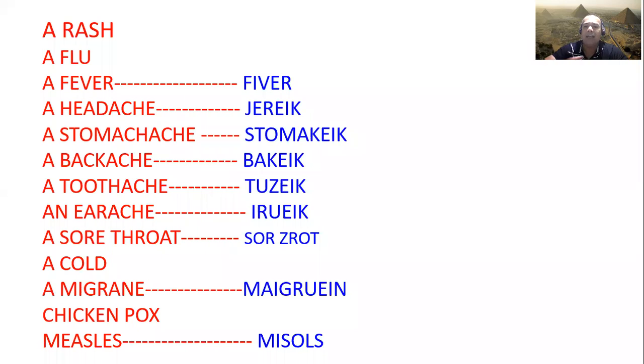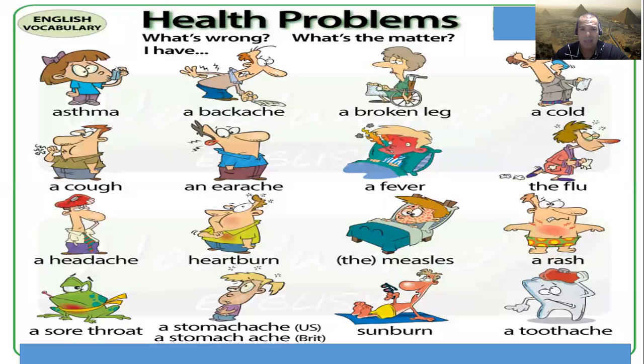All right, guys, now that we have the pronunciation, you can start with the pronunciation first, trying to pronounce it very well, and then as a second step, this one. So you have the pictures, and you also know the meaning of the different health problems. One more time with the pronunciation using this slide: asthma, a cough, a headache, a sore throat, a backache, an earache, heartburn, a stomachache, a broken leg, a fever, measles or the measles, sunburn, a cold, the flu, a rash, and also a toothache.